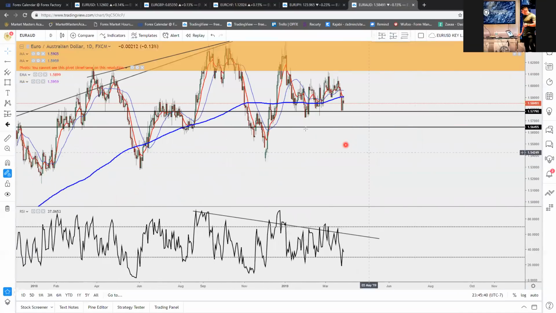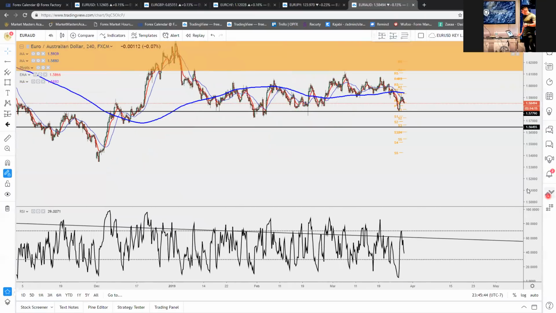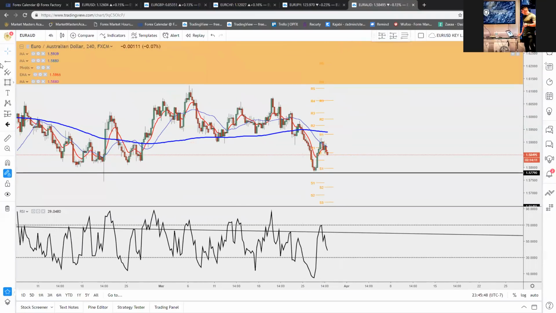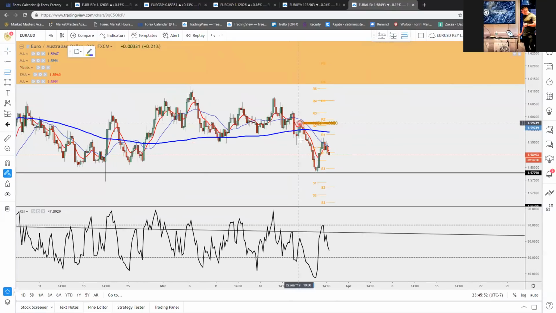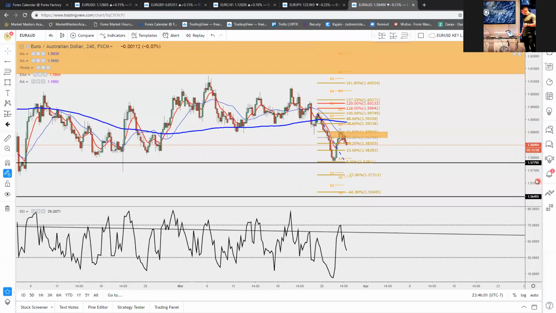Okay. Go on to the 4 hours. We can see that overall it's in a downtrend with Euro AUD. So we have this low, this high, hit off the 61.50. It's dropping down.